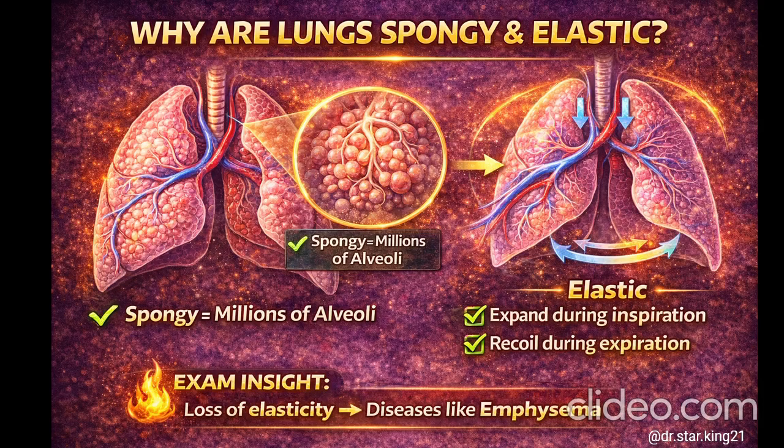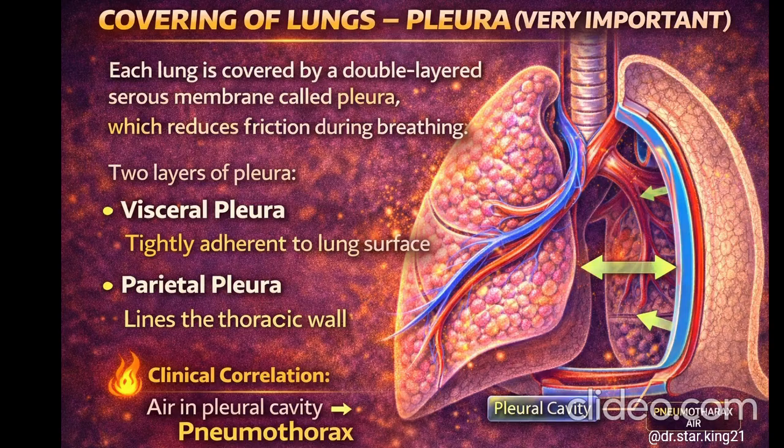This elasticity is essential for normal breathing without extra energy expenditure. If there is a loss of elasticity, we can see it in diseases like emphysema. So remember this exam point: loss of elasticity is seen in diseases like emphysema. Now, most students wonder how the lungs are covered. The lungs are covered by a double-layered serous membrane called the pleura, which reduces friction during breathing.